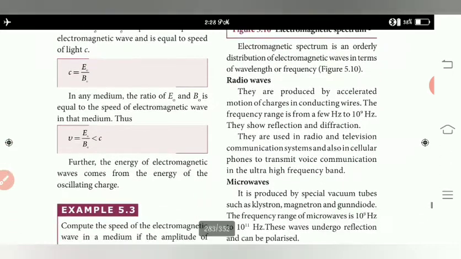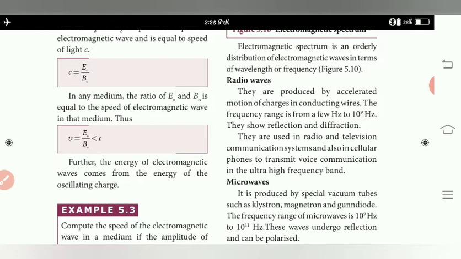The electromagnetic spectrum is an orderly distribution of electromagnetic waves in terms of wavelength or frequency. Based on the wavelength or frequency, we order them in a sequence, and that is called the electromagnetic spectrum. Radio waves are produced by the accelerated motion of charges in conducting wires.